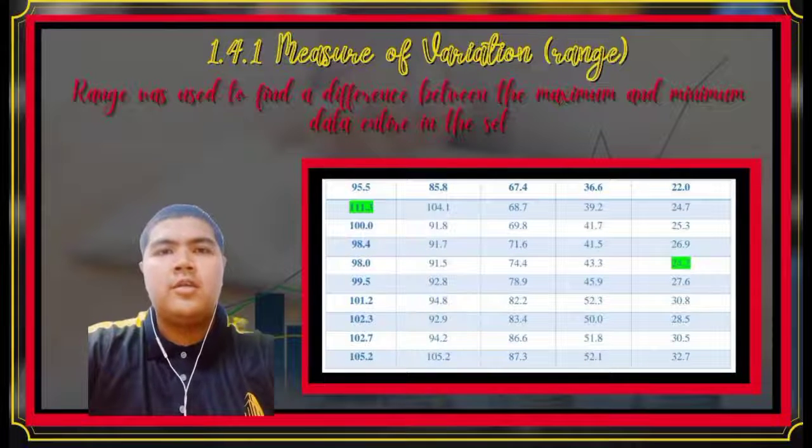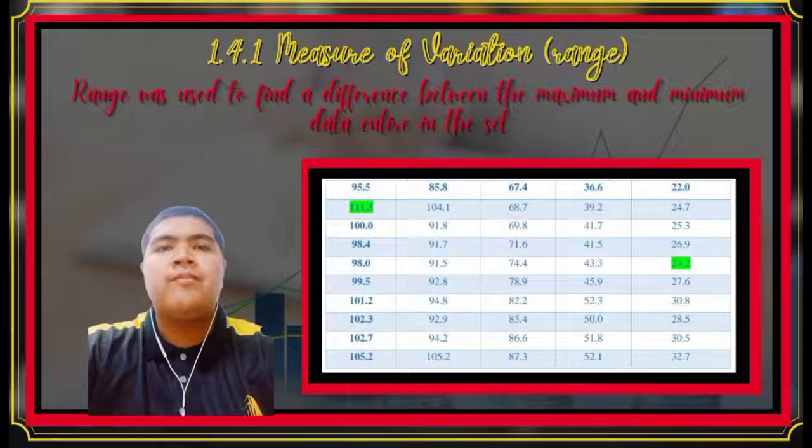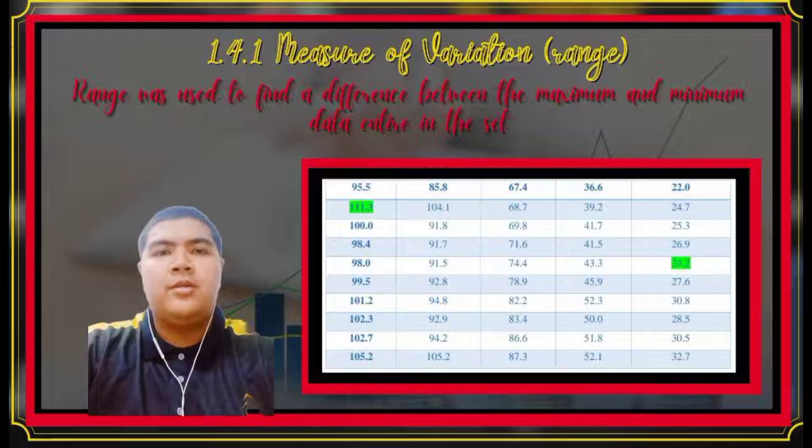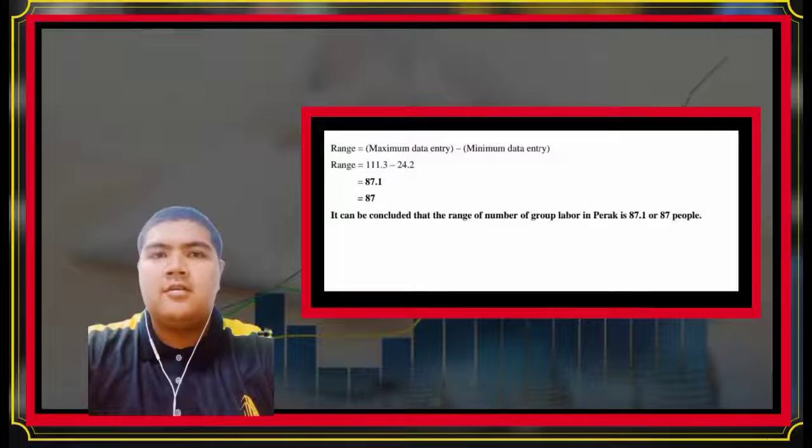First of all, for the measure of variation, we need to identify the range. The formula of the range is the maximum entry data minus the minimum entry data. Based on the table, you can see that the maximum data is 111.3, while the minimum data is 24.3. After we subtract these two data, we will get 87.1 as the answer.